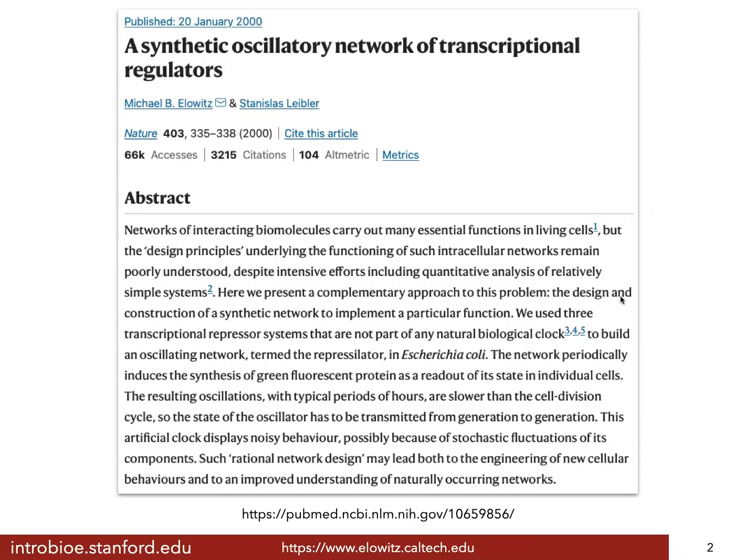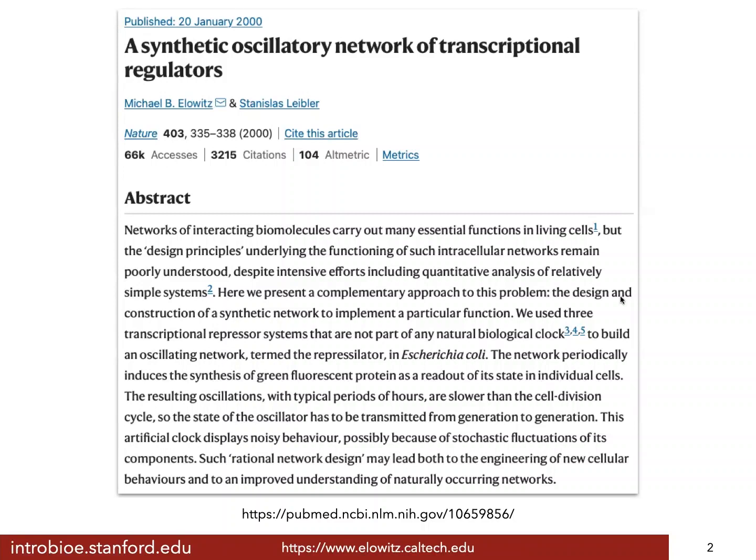Let's look at the abstract. Network of interacting biomolecules carry out many essential functions. But the design principles underlying the functioning of such intracellular networks remains poorly understood. Yep. Despite intensive efforts, including analysis and so on. Okay, remember, we're looking for the claim. And oftentimes active voice, okay, first person. Here, we present a complementary approach to this problem. That's not really a great claim. The design and construction of a synthetic network to implement fixed is a generic claim. We need something more specific.